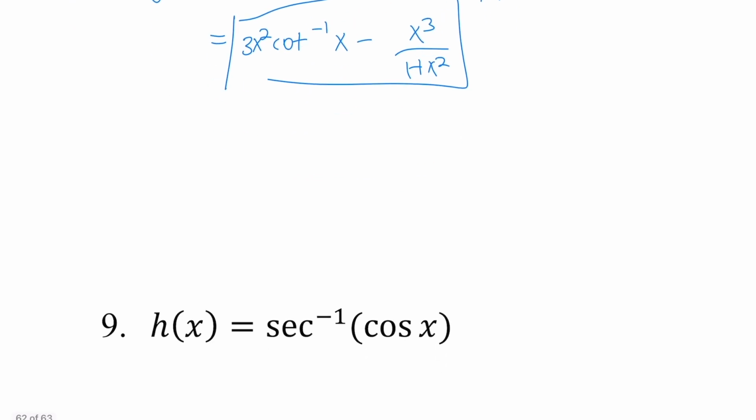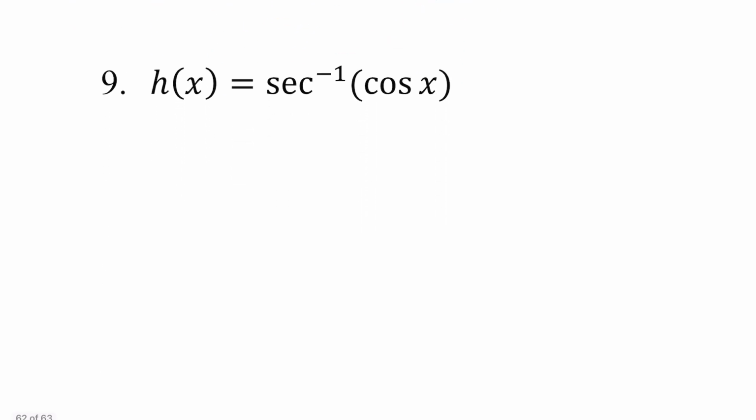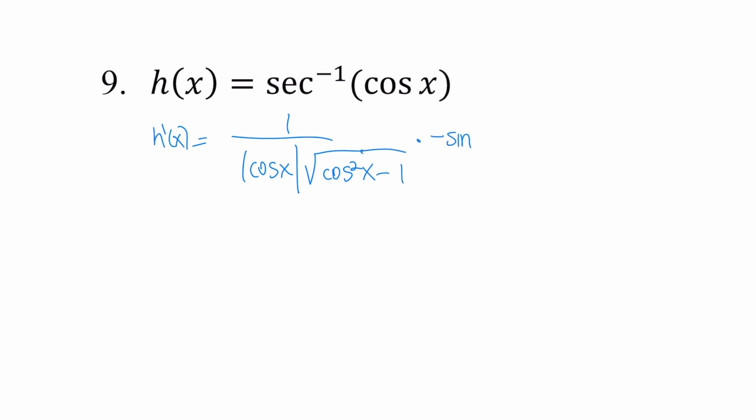Okay. Moving on to number 9, h of x equals secant inverse cosine x. So h prime x is going to be equal to 1 over cosine x, right? And then cosine squared x minus 1. And then we're going to do negative sine x, right? Chain rule. So negative sine x all over absolute value cosine x times the square root of cosine squared x minus 1.